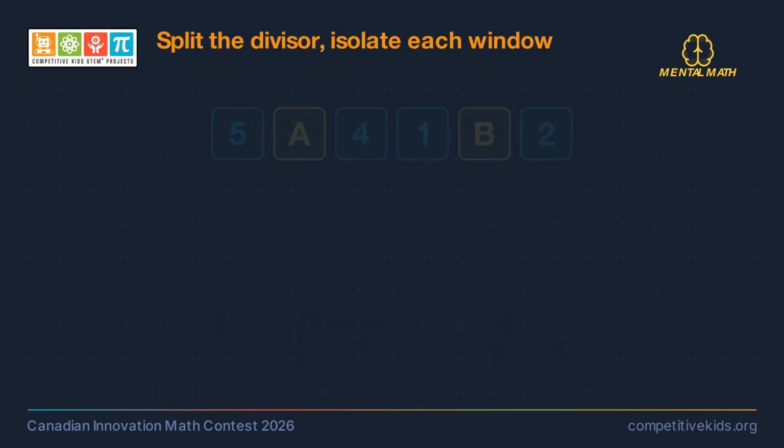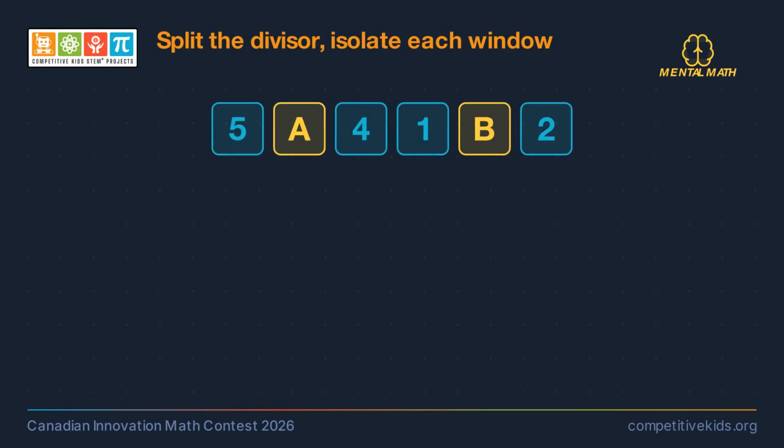Here is the row. 5a41b2. 88 splits. 8 times 11. And those two share no factor. The GCD is 1. Never 2 times 44. The pieces must be coprime.